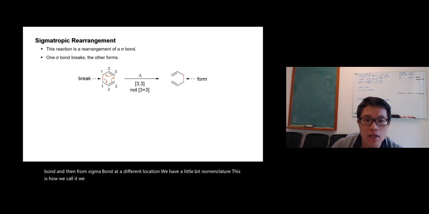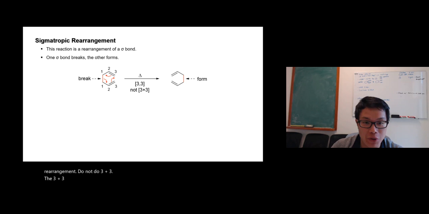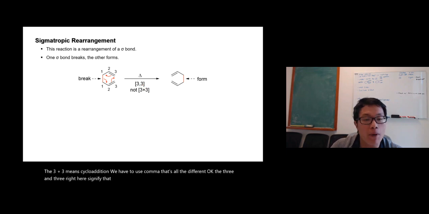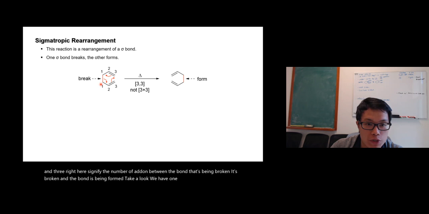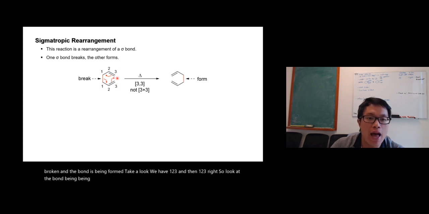We call this a 3,3 sigmatropic rearrangement. Do not do 3 plus 3. The 3 plus 3 means cycloaddition. We have to use a comma. That's the only difference. The 3 and 3 right here signify the number of atoms between the bond that's being broken and the bond that's being formed. Take a look. We have 1, 2, 3, and then 1, 2, 3. So look at the bond being formed and the bond being broken. How many atoms are between those bonds?